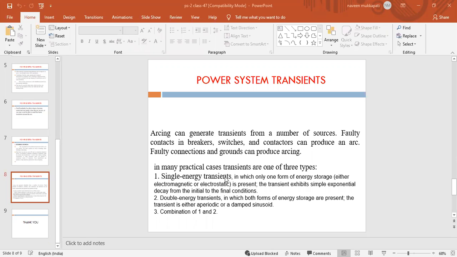Normally, we have mainly divided these transients into two types: single energy transients and double energy transients. Single energy transients occur in RL circuits and RC circuits. Similarly, double energy transients will be developed in the RLC circuits. These double energy transients have both forms of energy storages present. The transients are either aperiodic or damped sinusoidal.